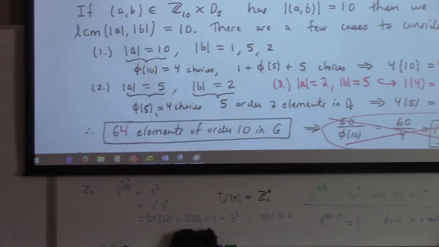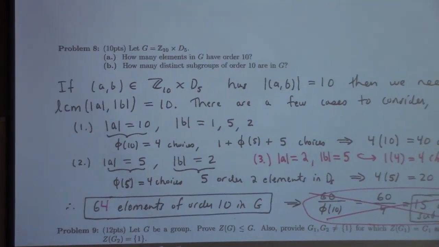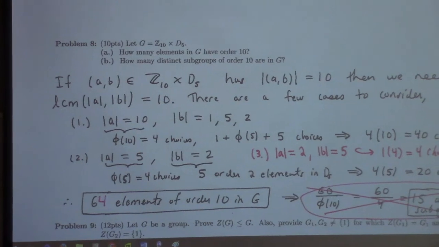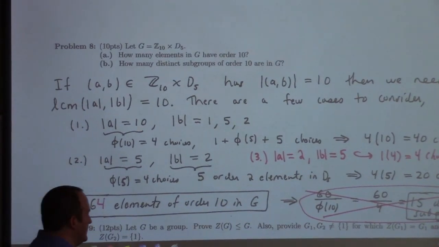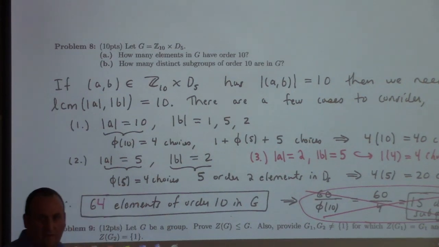Problem 8. Sorry about this problem. There are elements to this problem which are still worthy. The thing that was completely unfair to you guys was this piece right here, counting distinct subgroups. The theorem we have for counting distinct subgroups was for cyclic groups.